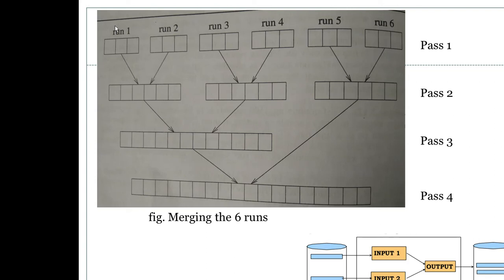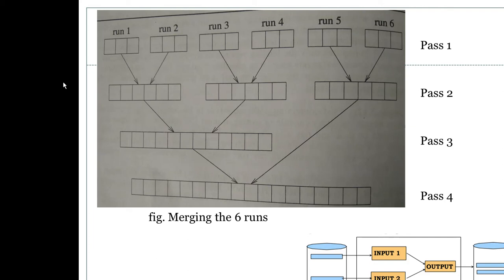So likewise, all the records will get compared. Whichever is smaller will be written into the output buffer. Once the output buffer is full, it will be loaded onto secondary memory. Likewise, all these runs will be merged to become a next run. Okay, so in the output of pass 2 we have 3 runs, right? All these 3 runs will be given as input to the next pass.